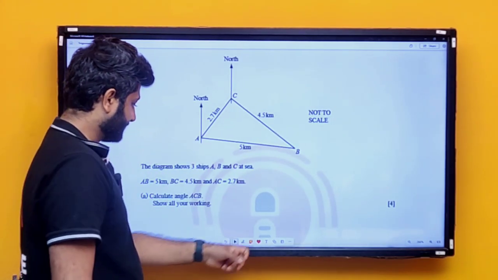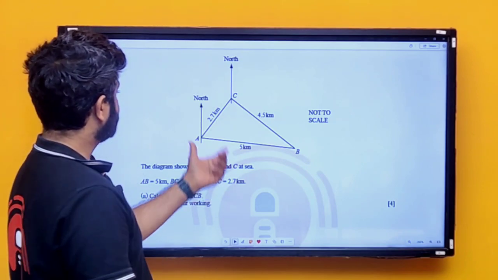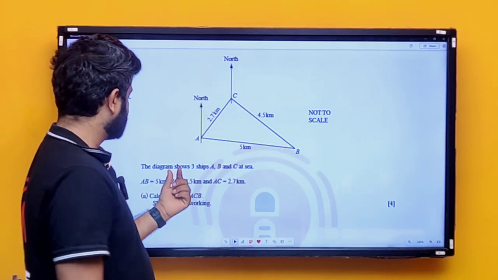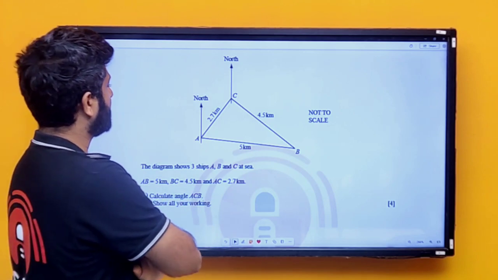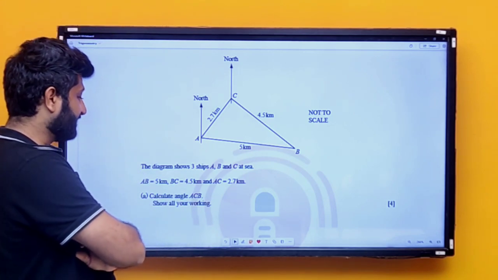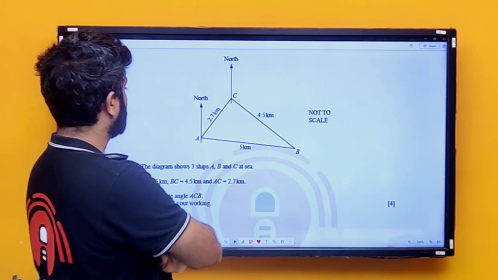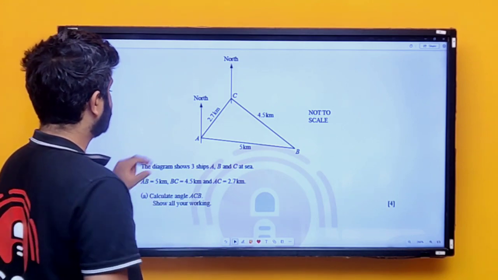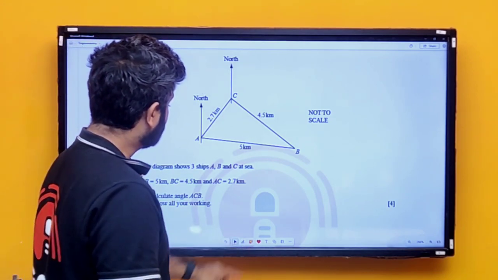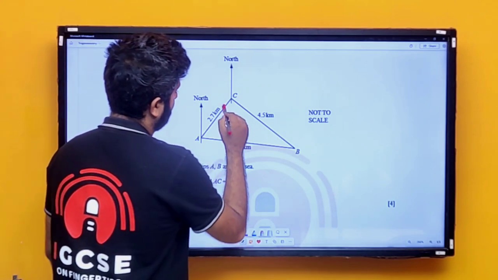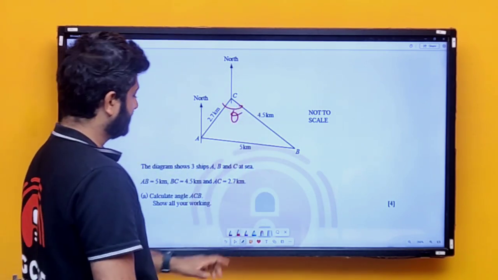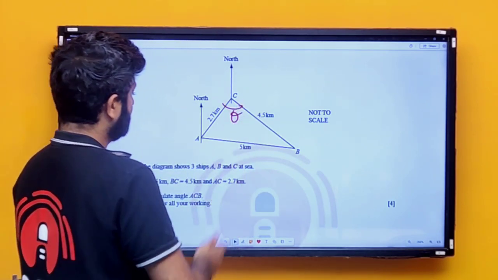Next, I think this is a question of bearings. AB is given to me as 5 km. The diagram shows 3 ships A, B and C at sea. AB is 5 km, BC is 4.5 km and AC is 2.7 km. Work out angle ACB. I am supposed to find this angle theta.